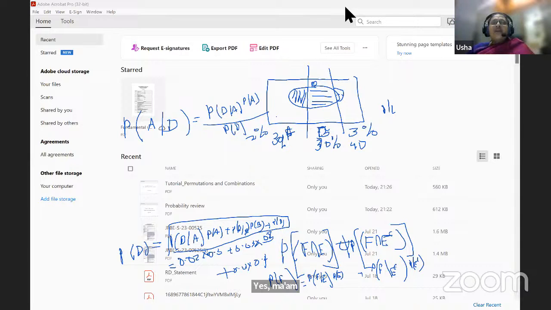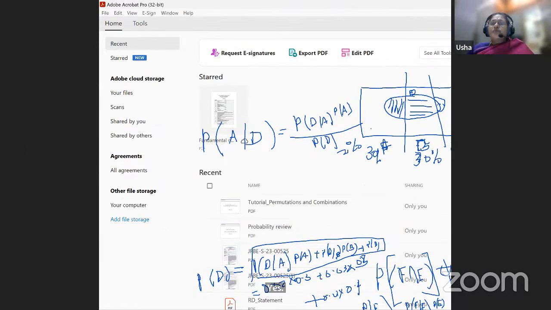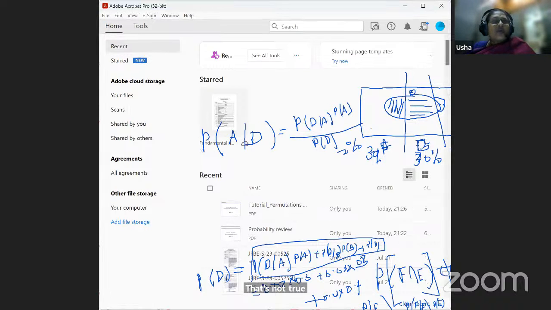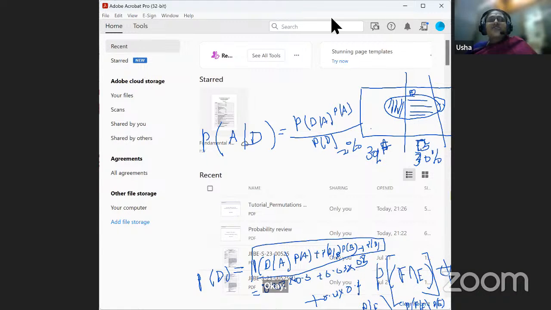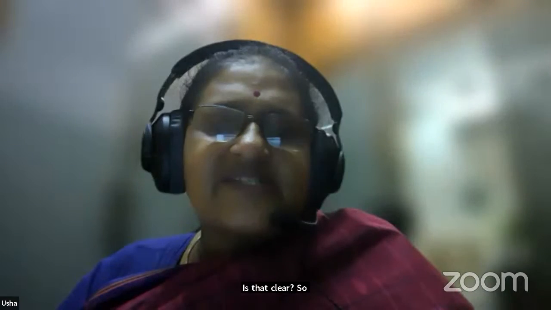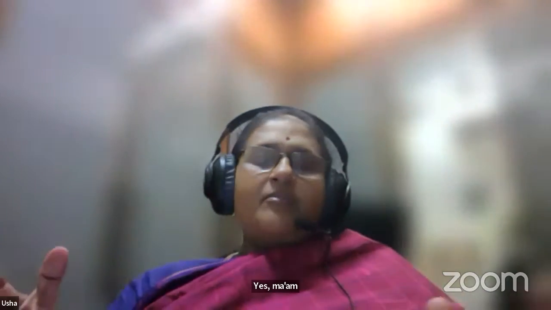As I mentioned earlier, in future, whenever a session is announced, Prashant, you can also take care. If there are any specific questions, please see. Most of my sessions would be at a conceptual level, clearing concepts. It is not problem solving. Any specific problems to be addressed, you can always send them to the team and we will take it up and see how to address it.